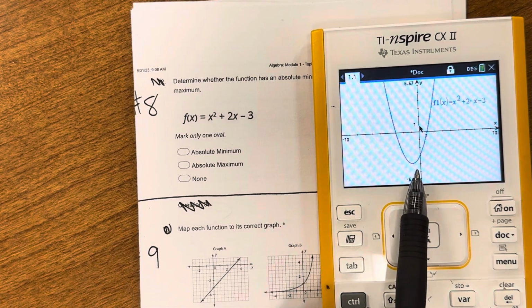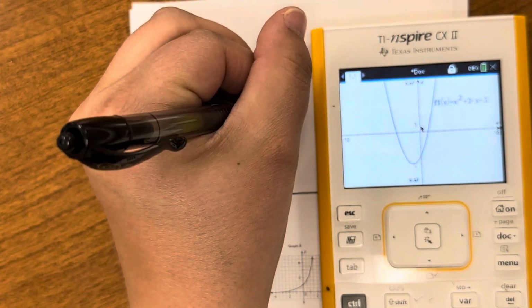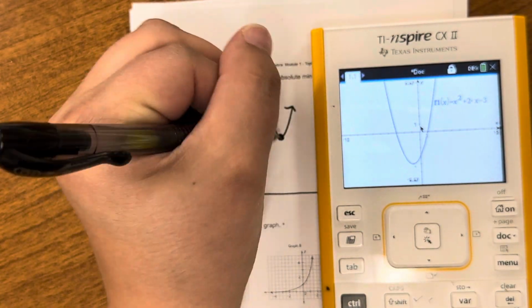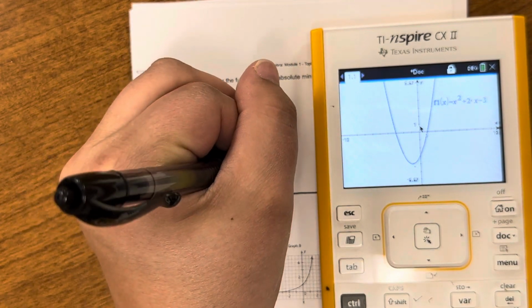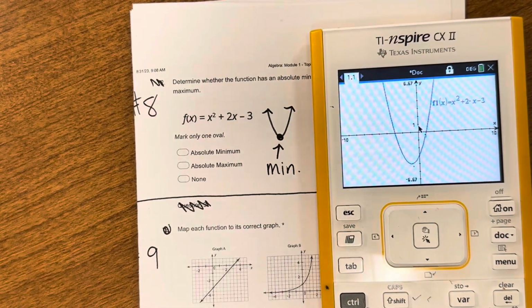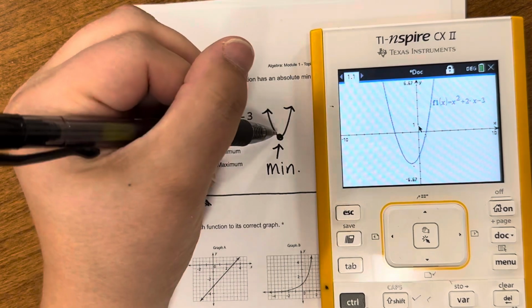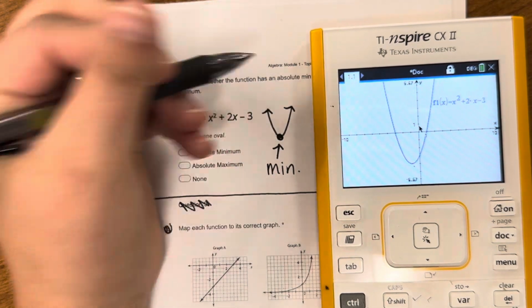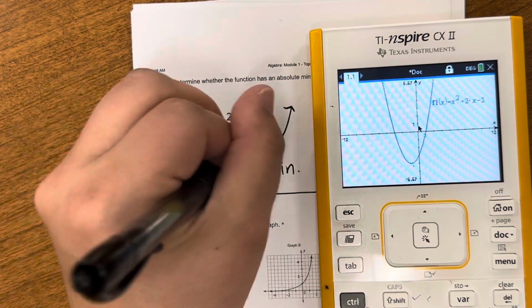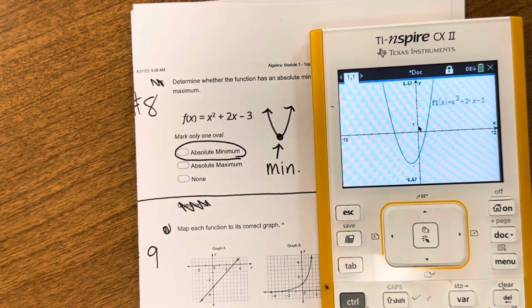So I see my point is down here. That is a minimum. That is the smallest point. It looks like this. That is the smallest point that's on my graph, because now all my other points have to be greater than that point. So that function gives us a minimum.